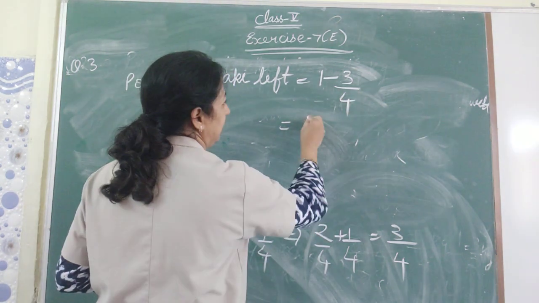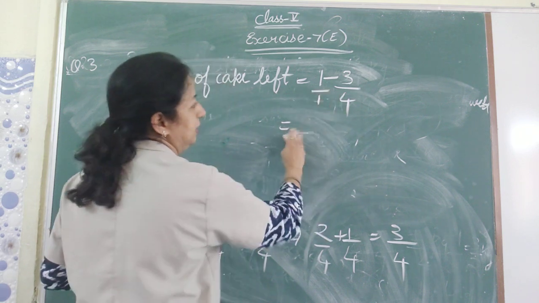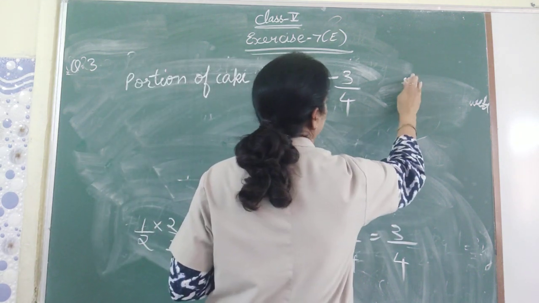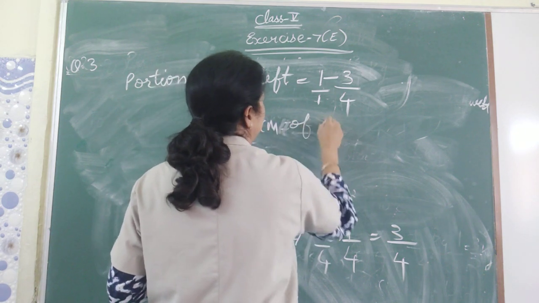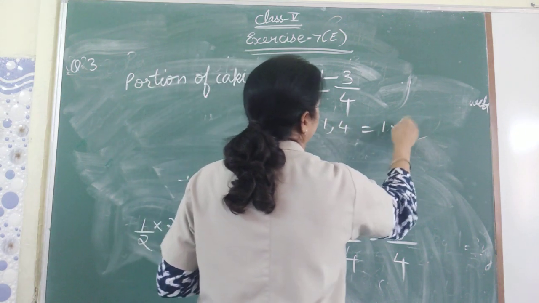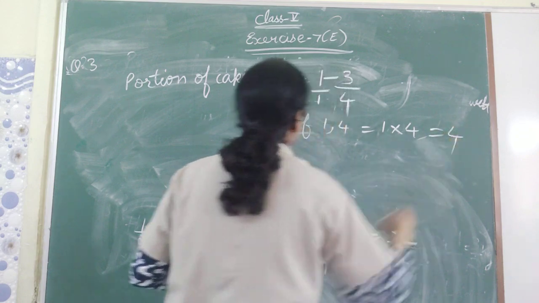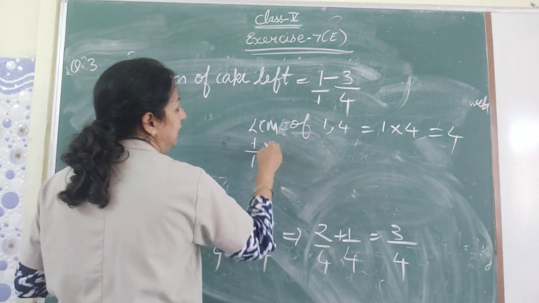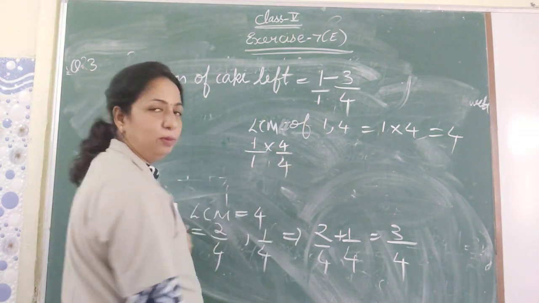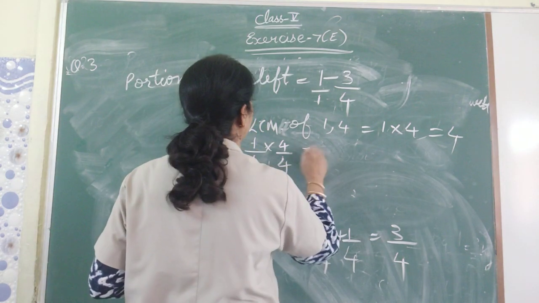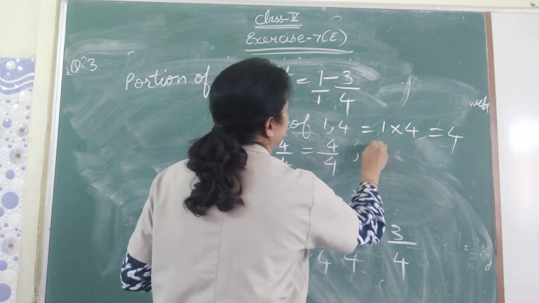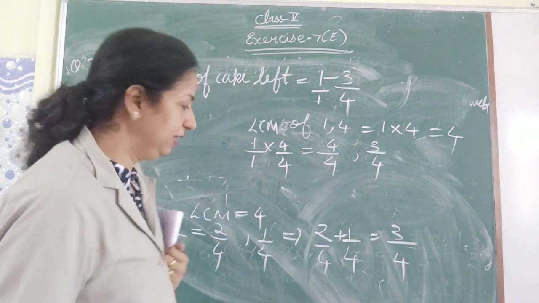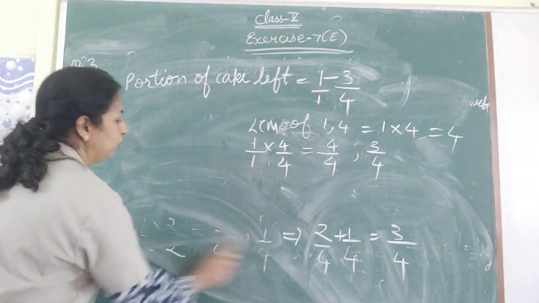So this will be again 1/1. Again we need to take LCM of 1 and 4, which will be 1 multiplied by 4, that is 4. Convert 1/1 into an equivalent fraction having denominator 4. Multiply denominator and numerator by 4. You will get 4/4. 3/4 already has the denominator 4.